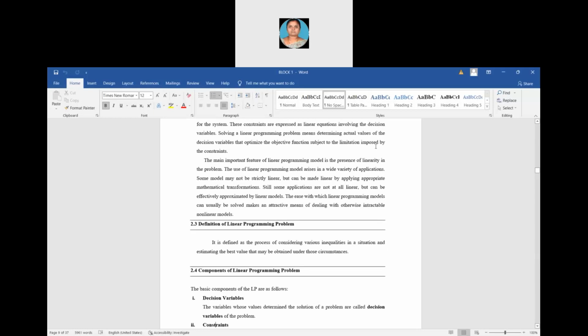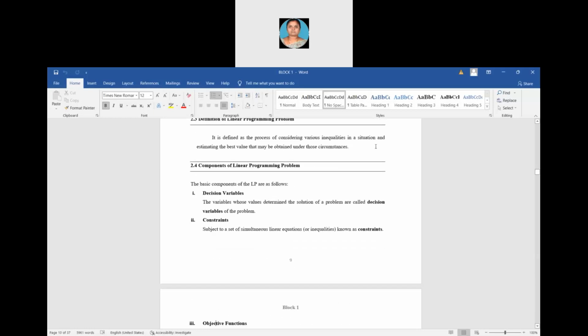Next is the components of a linear programming problem. The basic components are, first, decision variables. The variables whose values determine the solution of a problem are called decision variables. Already we know that with decision variables we have to find the value for that variable. You can assign any variable according to our assumption.